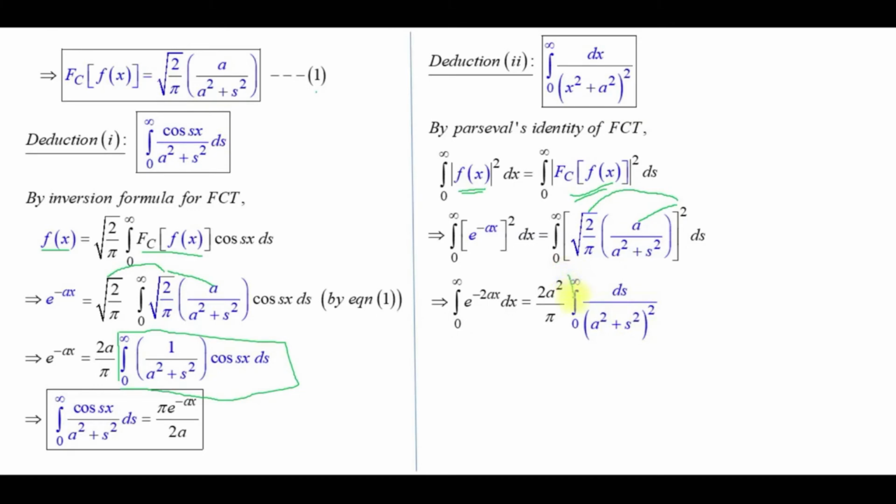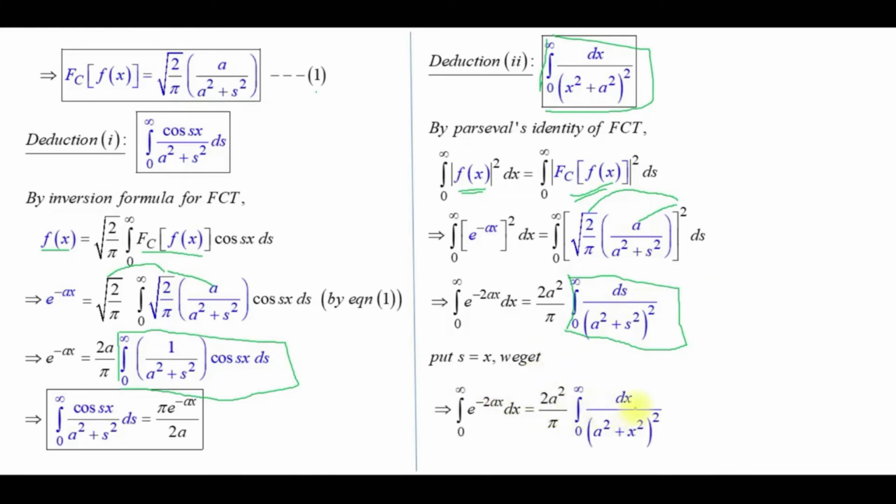So now compare this with deduction 2. The only difference is here s, here x. Therefore, substitute s equal to x. So putting s equal to x, we get integral from 0 to infinity of e power minus 2ax dx equals 2a square by pi integral from 0 to infinity of dx divided by a square plus x square the whole square. Actually, we need this term only.